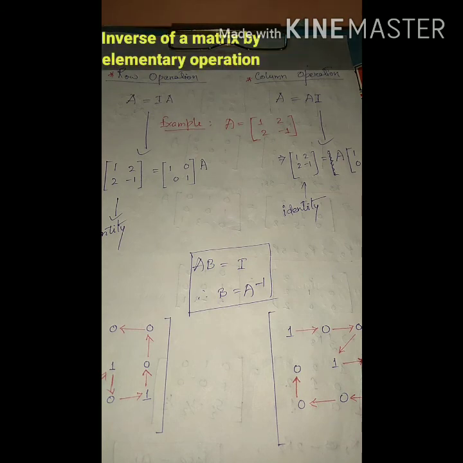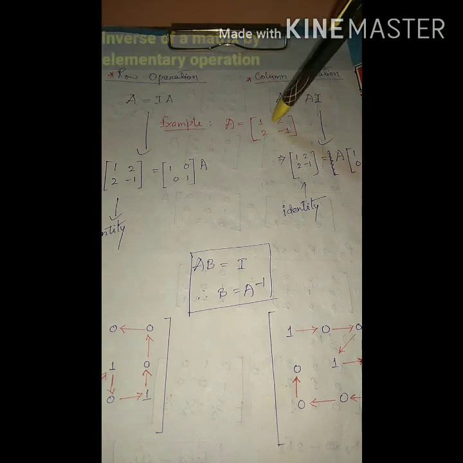Let's see. For this, let's take an example. We consider a matrix A equal to 1, 2, minus 1. Now our task is to find the inverse of this matrix A. That means we have to find A inverse. How can we find A inverse? Let's see here.